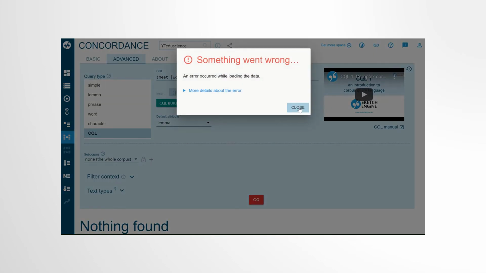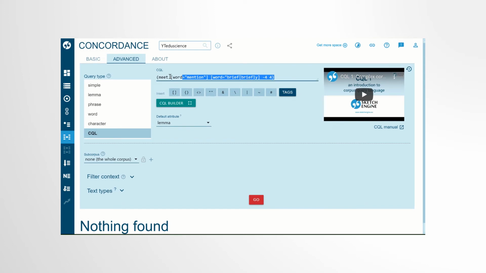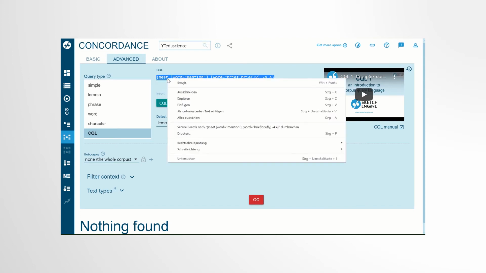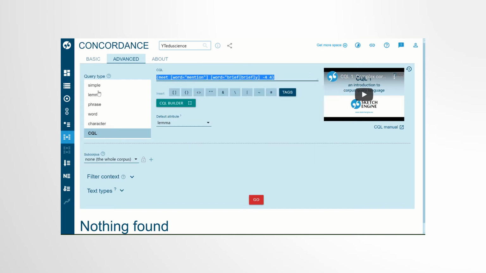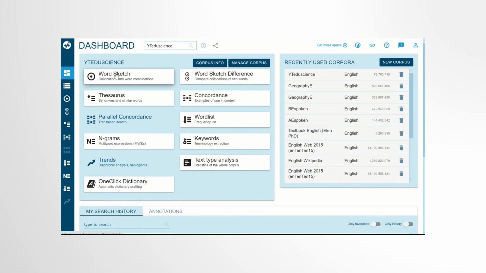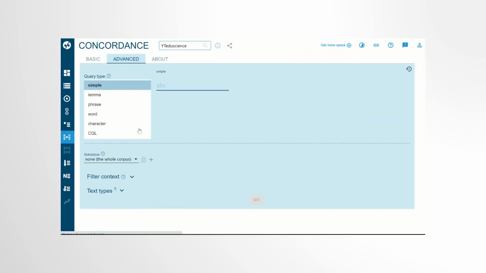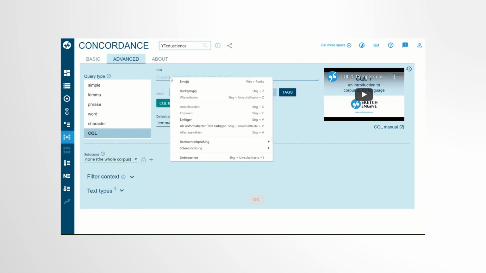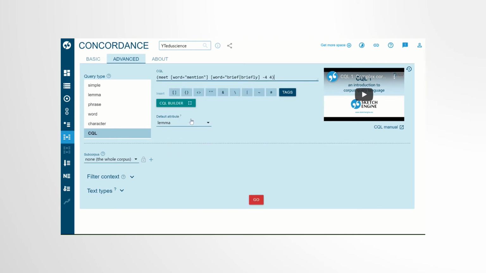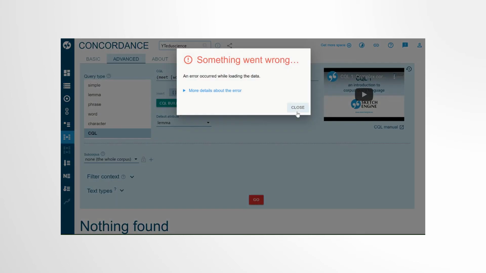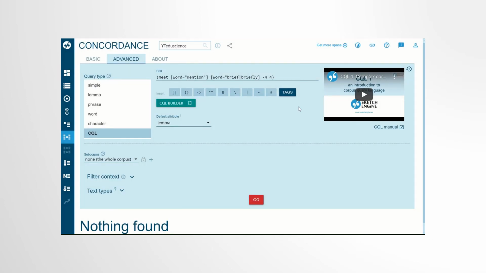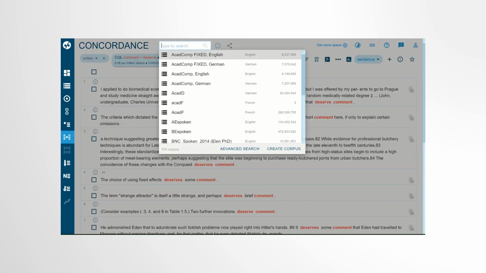Something went wrong. Always better to copy what you've already typed in here. I'll go back to the dashboard, start concordance again, CQL, paste in my query, and click on go. Something went wrong. These things happen, as with any computer software. Let's see what happens if we use the other window.